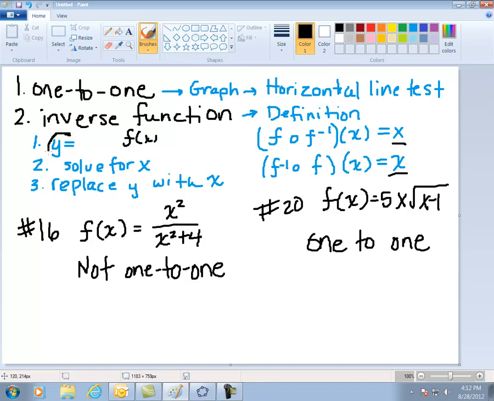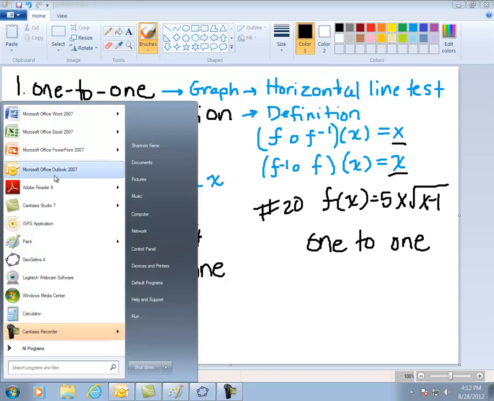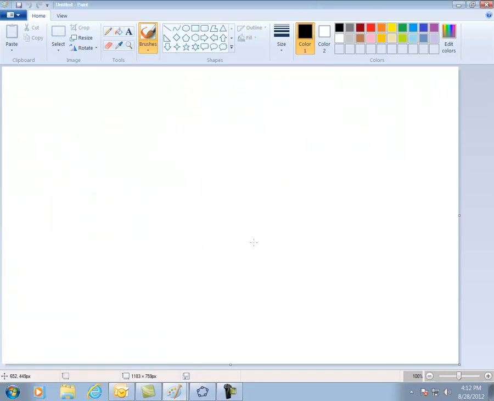And now we usually have our function in terms of x and y. We want to solve that function for x, and our final step is to replace y with x. I have two examples that I'm going to do for you today. The first one is find the inverse of f of x equals 3x.